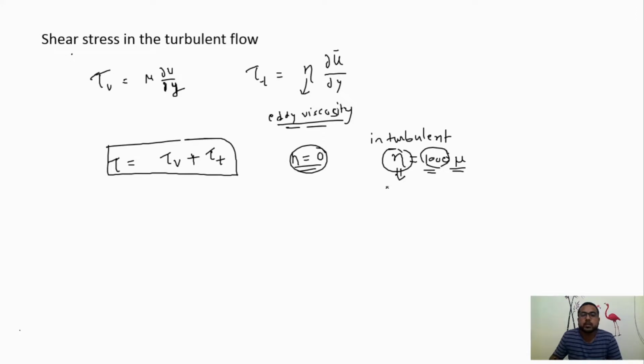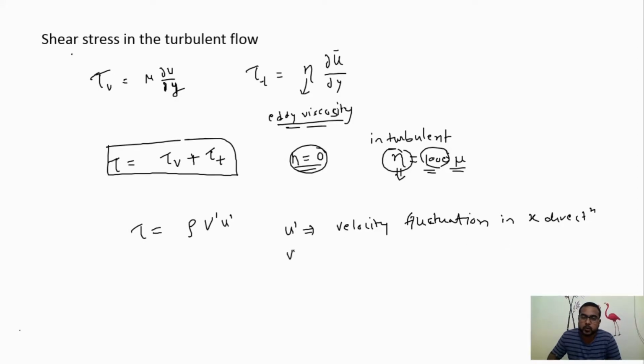To solve this difficulty, Reynolds gave another form of shear stress in turbulent flow like this: tau is rho times v dash and u dash, where u dash is the velocity fluctuation in x direction, or the direction of fluid flow, and v dash is the velocity fluctuation in y direction.